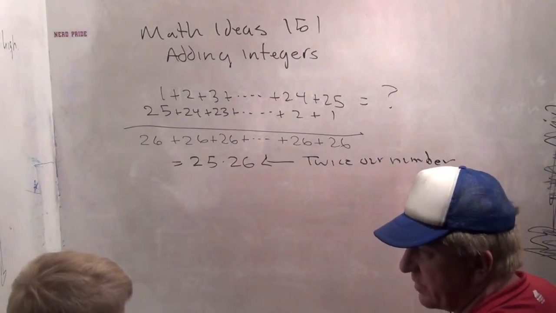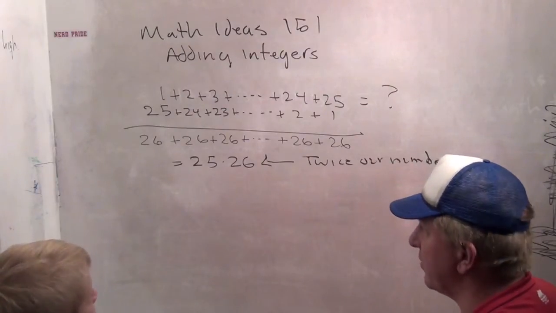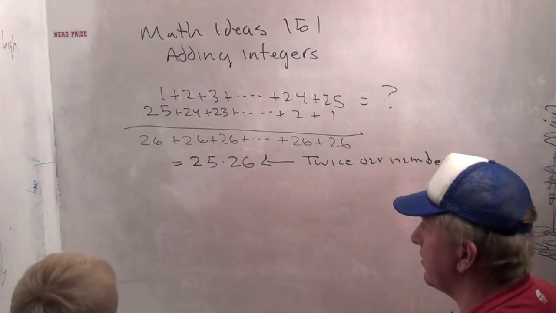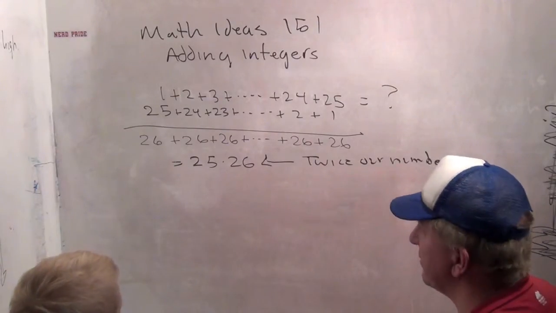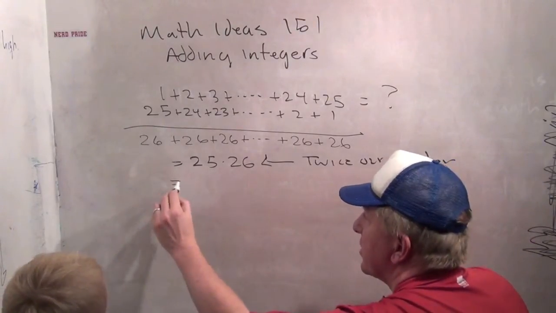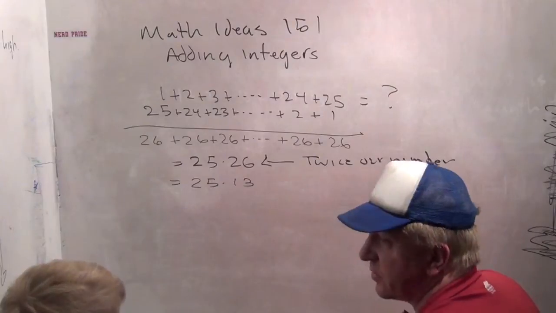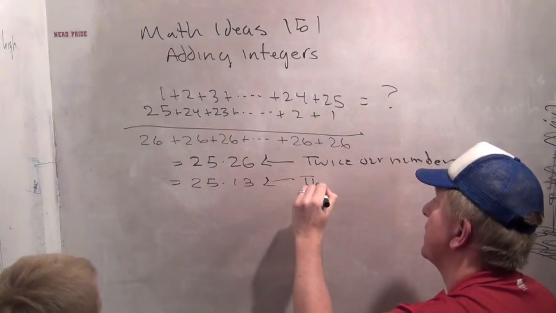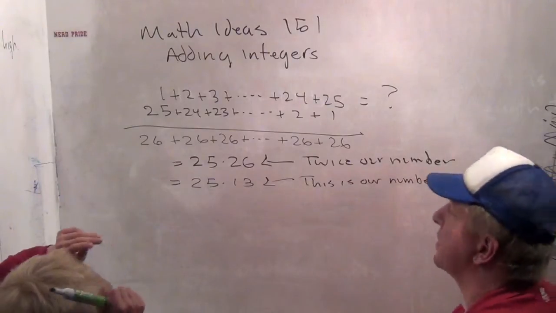Now, you don't probably know what 25 times 26 is, do you? No. Then we have to figure that out. Multiplying by 25s is actually pretty easy, but we're going to make our life a little easier because we're going to divide by 2 first. This is twice our number, so our number must be the same as 25 times 13, because 26 divided by 2 is 13. Does that make sense? So this is the number we're looking for.